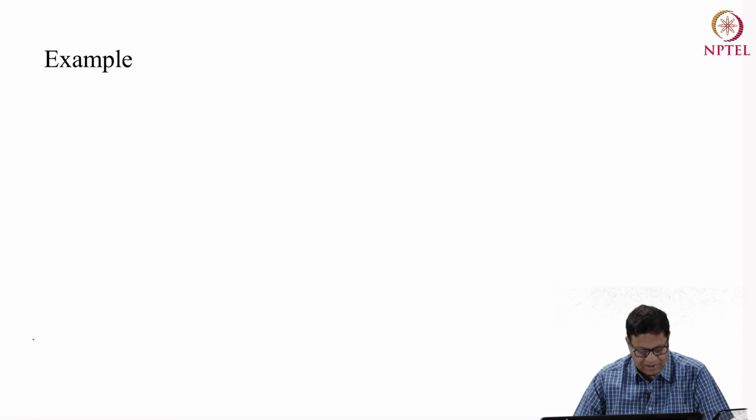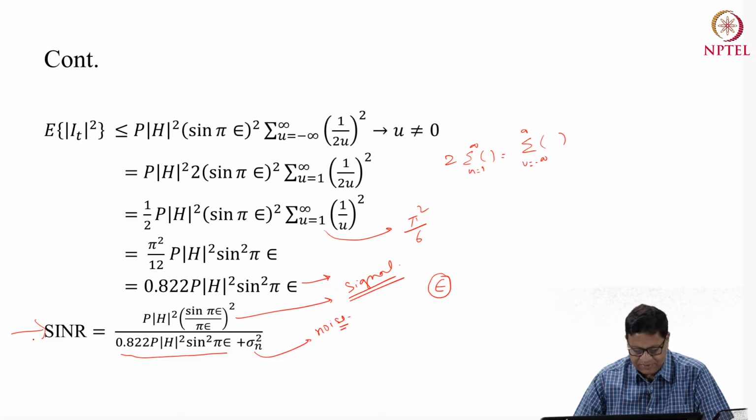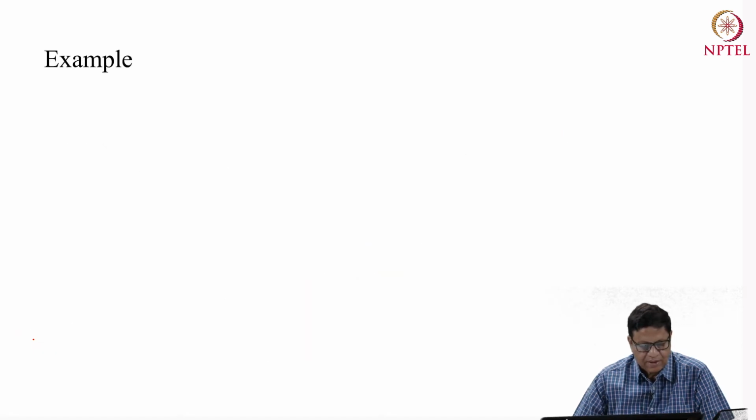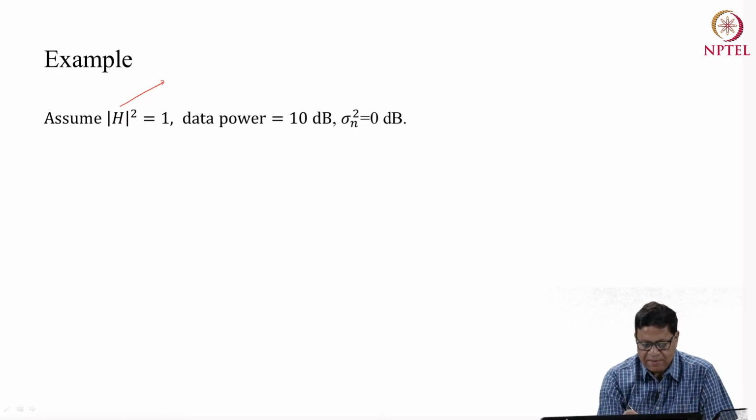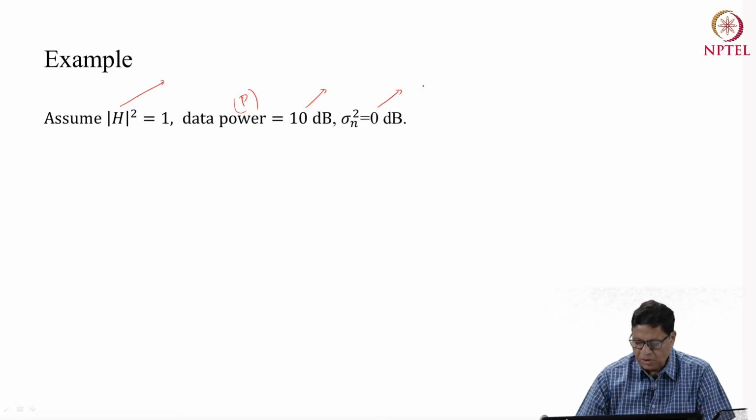Now let us try to understand the effect of this frequency offset on the SINR. How much is the degradation which is caused because of this frequency offset? So let us understand this using one example. Let us assume that the average channel coefficient is 1. The data power, which is P, is say 10 dB, and assume the noise is 0 dB. Because we want to see the effect of epsilon, I am making some simplified assumptions here.